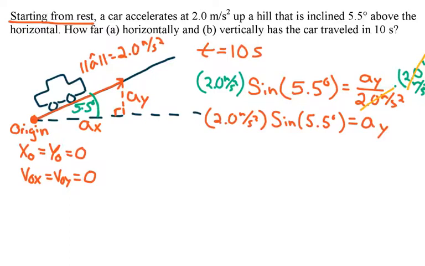Plugging that into my calculator, I get approximately 0.191 meters per second squared is equal to a sub y. Now keep in mind, I'm not rounding this until the very end, but I'm just going to write it as 0.191 to help keep track of it. But when I type this into my calculator in future problems, I'm going to use that whole number. So if you typed sine of 5.5 degrees times 2 into your calculator, you probably got 0.1916915 and so on.